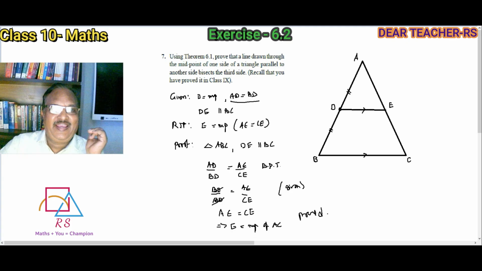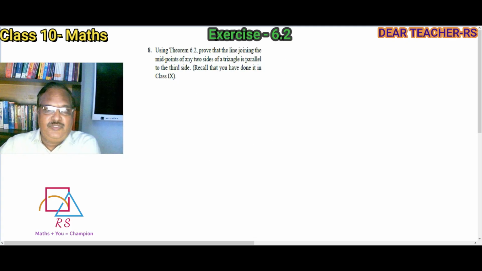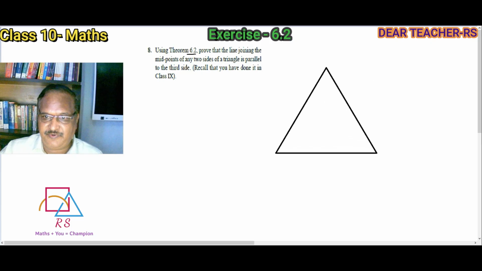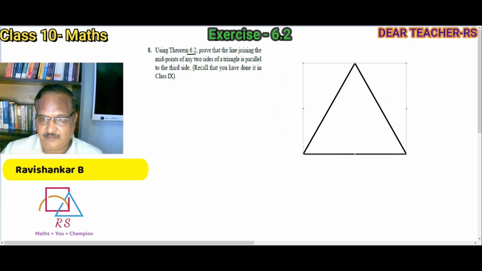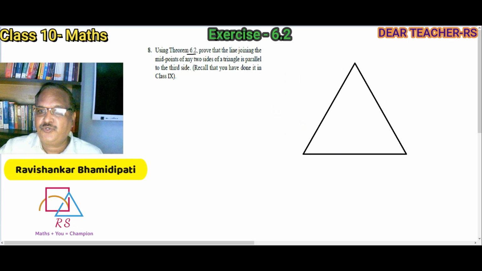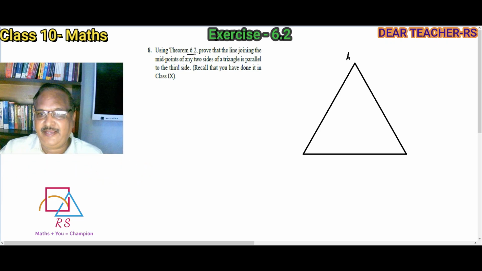Let us go to 8th question. So this is the 8th question. Here also no figure. Figure is not given. Using 6.2 theorem, prove that the line joining the midpoints of any two sides is parallel to the third side. So this is 9th class theorem. Okay, but now here you have to apply basic proportionality theorem. For this we will draw a diagram, a triangle we will draw. So let us name it A, B and C.